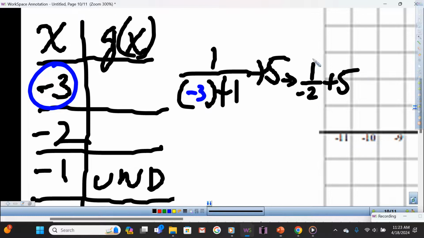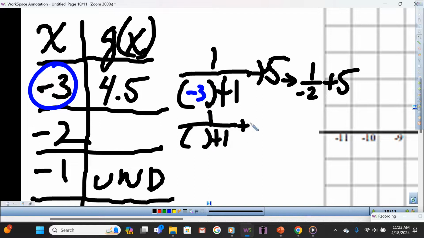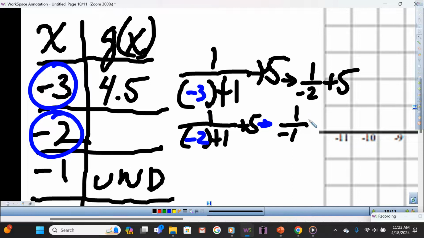So if you guys notice, this is a -1/2. This is a 5. I end up with what, Danny? 5 plus -1/2 is? Very good, 4.5. Write that in there, please. Let's do it again now for the next value. My next value is -2. All right? Here we go, Danny. -2 + 1. Okay, so -1. We got 1 and then +5.